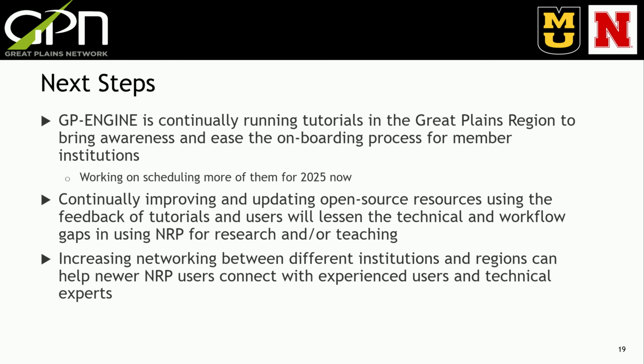Next steps will be continually improving and updating the open source resources, right? I think NRP at large is doing that. We're doing that as well in GPN, where every time we run one of these tutorials, we go back and say, okay, what did we learn? Where is our documentation lacking? Where is our tutorial material lacking? What are the questions we keep getting again and again, and how can we improve it so that we get this kind of feedback loop?